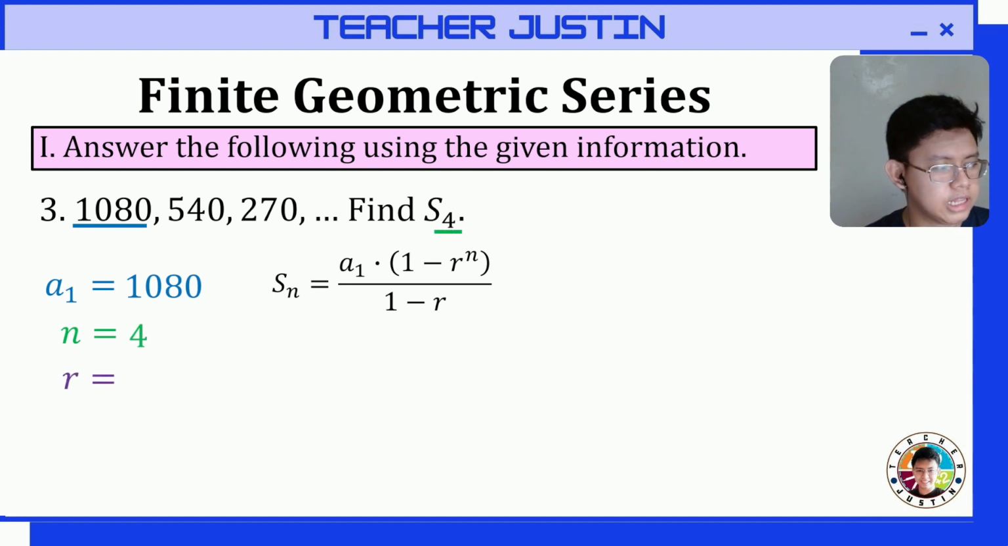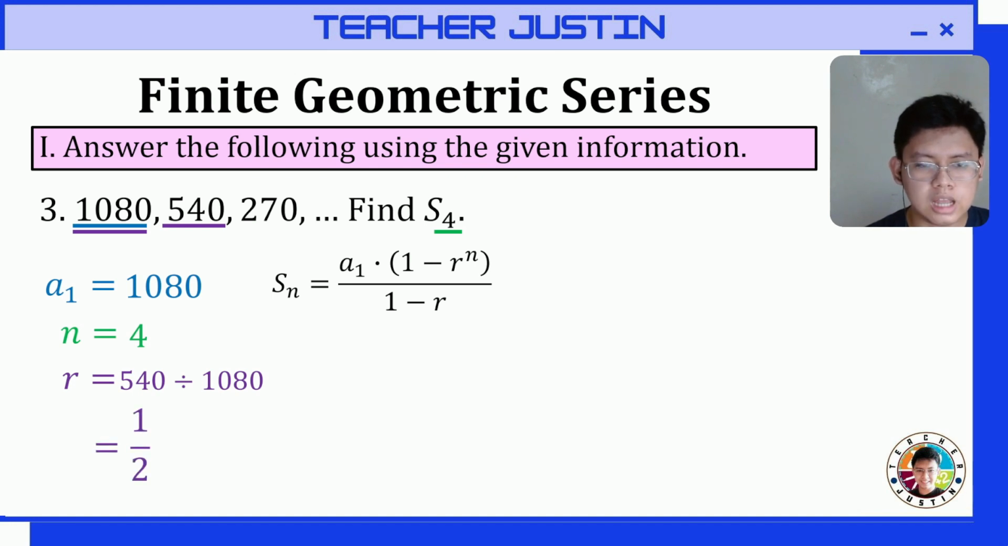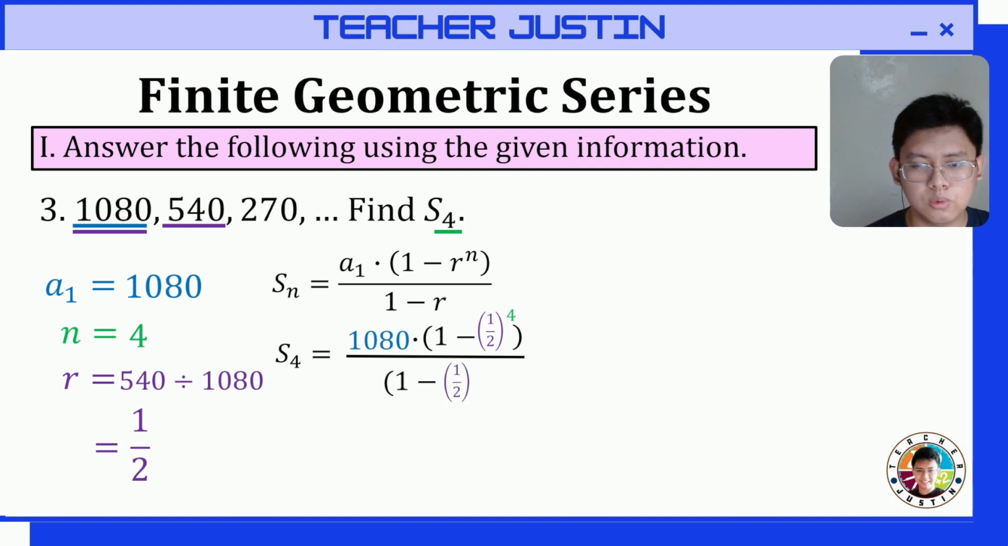Then, for our r, to get that, we will divide the second term by the first term. So we have 540 divided by 1080. Let's convert it to a fraction. That will give us 1 over 2. Okay, so let's substitute our givens. We will have S sub 4 is equal to 1080 times the quantity 1 minus 1 half raised to 4 all over 1 minus 1 half.